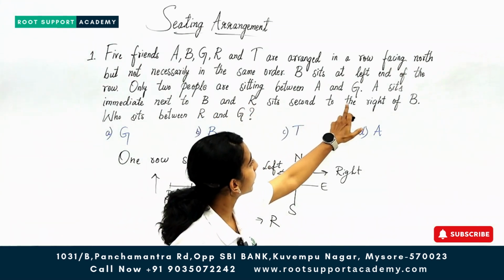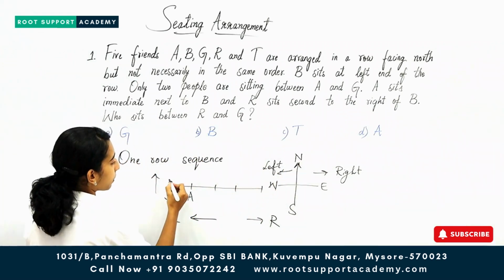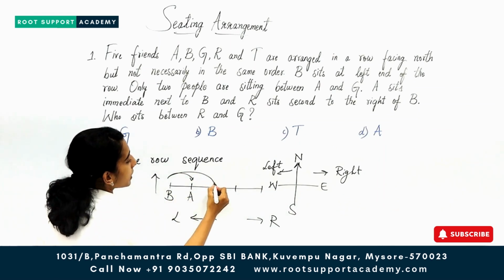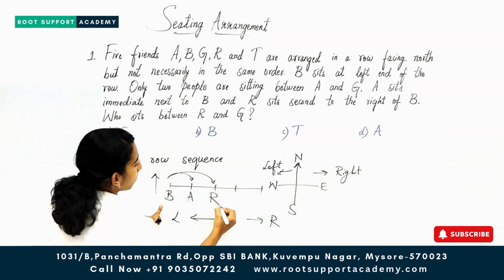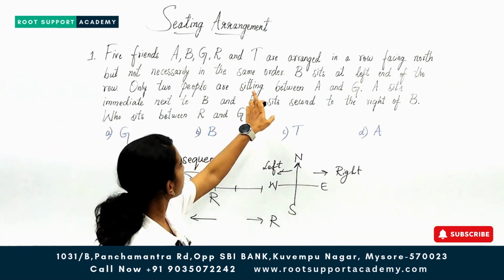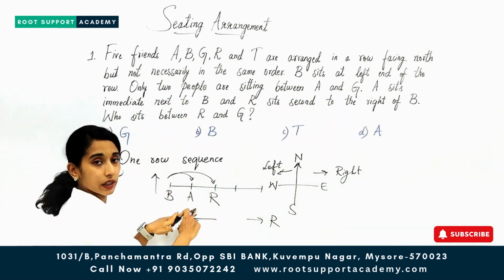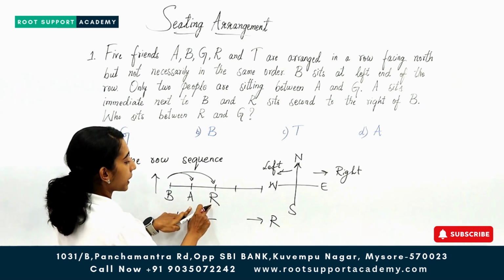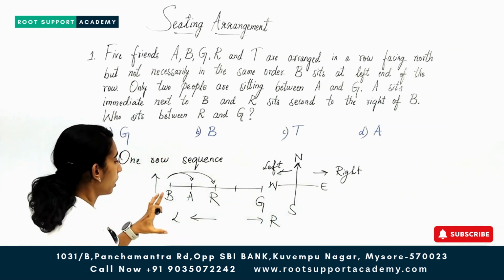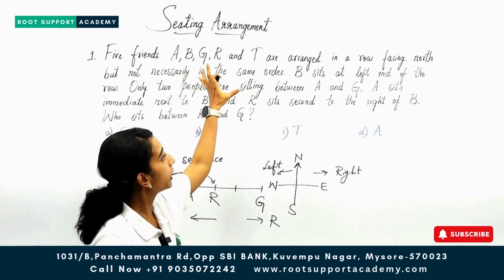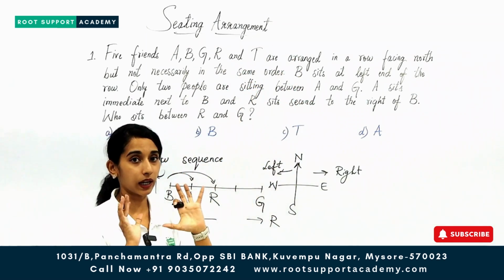Okay. Next. And R sits second to the right of B. Second to the right of B, on the right side, but second means this is position 1, then this is position 2. Now R sits second to the right of B. So R sits here. Next. Only 2 people are sitting between A and G. A is already given. So 2 people should be sitting between A and G. So obviously G has to come here. So now what have we done? According to all the information that was given, we tried to arrange them in that order.